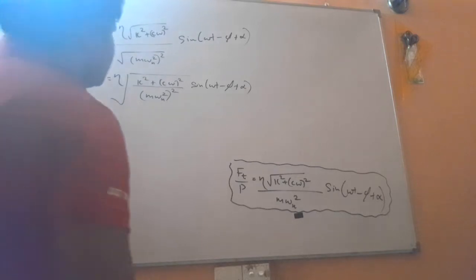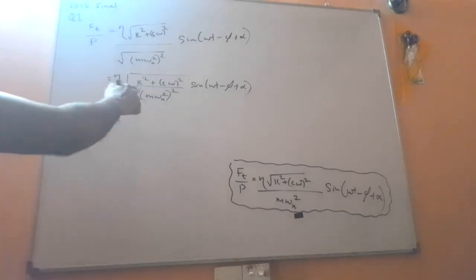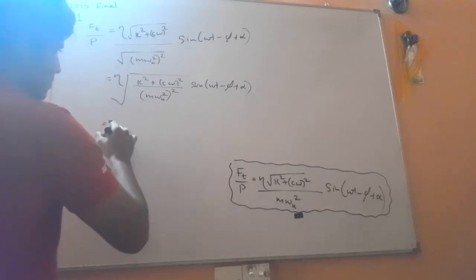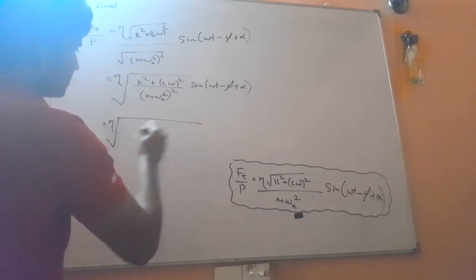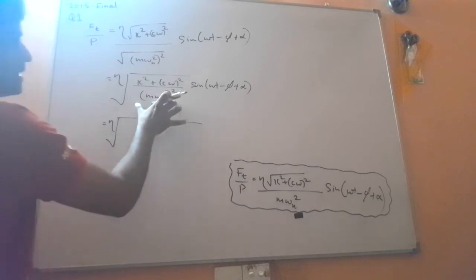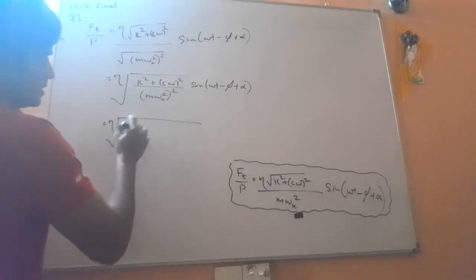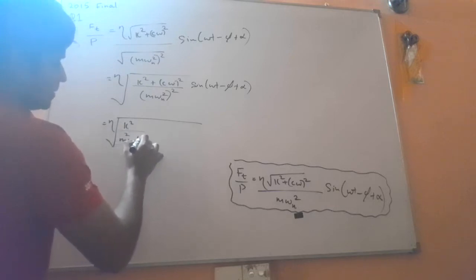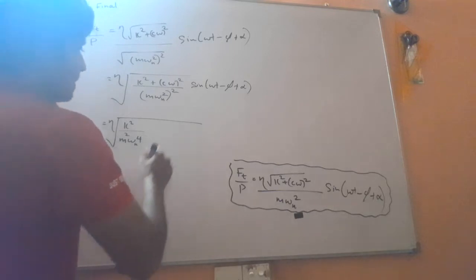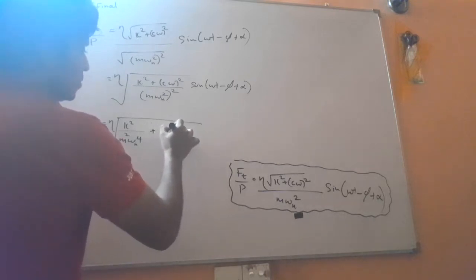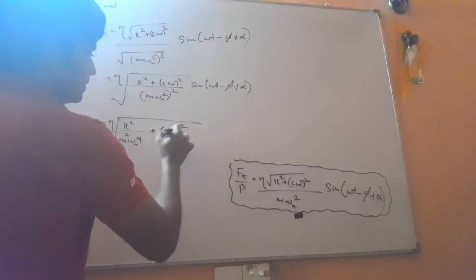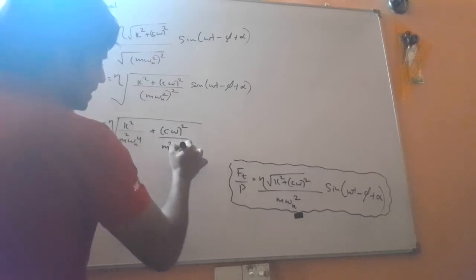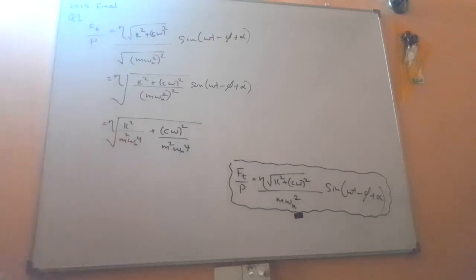So now we know that neta times square root, we can separate this, right? k squared divided by m squared omega n to the power 4, right? Plus c omega whole thing squared divided by m squared omega n to the power 4, right?